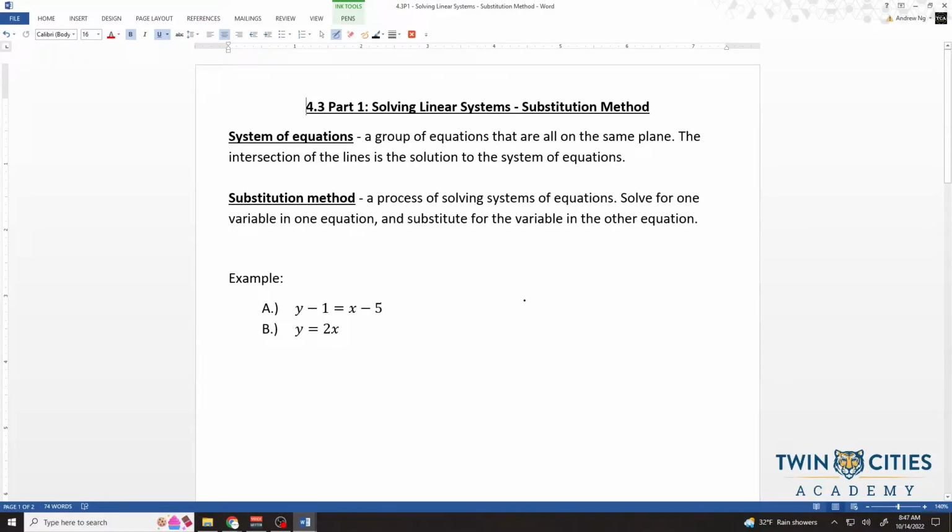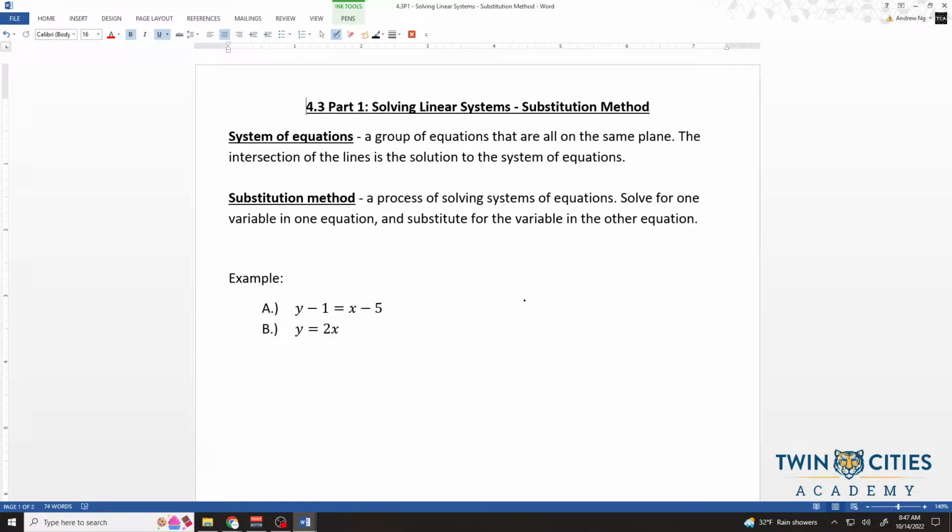Today we're going to talk about systems of equations and different ways that we can solve these systems of equations. The first of which is the substitution method, which we'll focus on primarily today, and then the next couple of lessons we'll look at different methods. So let's begin with talking about what a system of equations is.